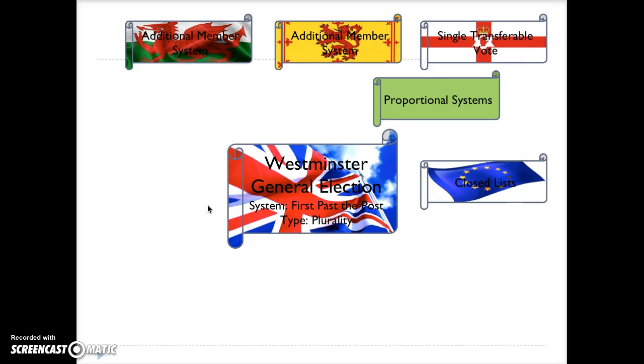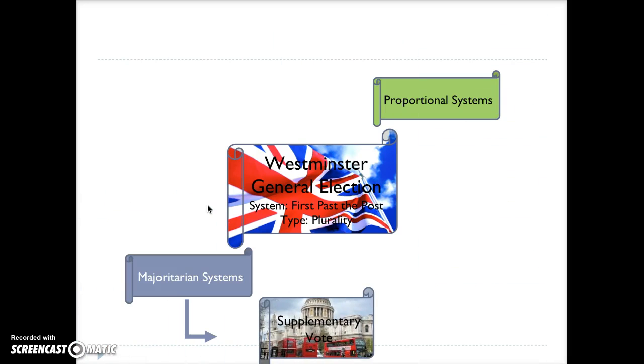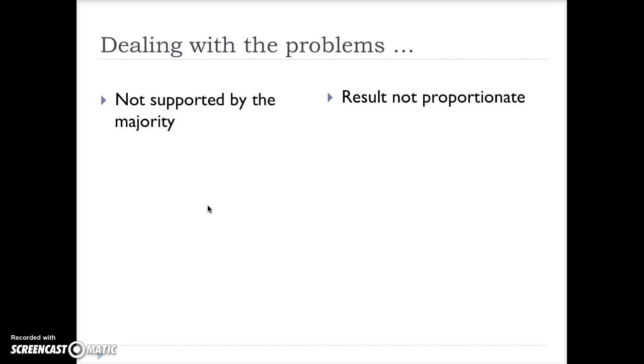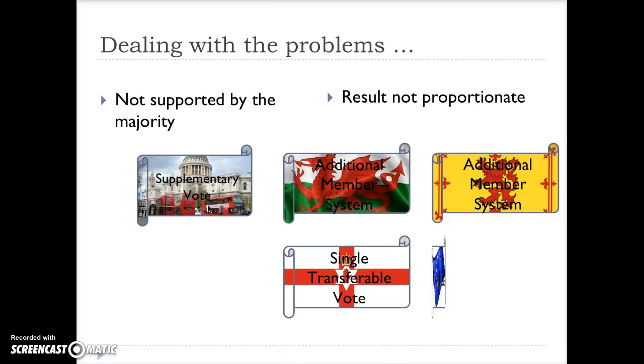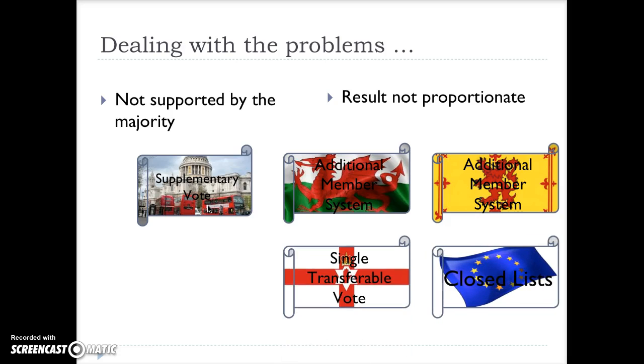The other way of looking at these things is to try to get a result that is supported by the majority. So we've got 2 specific problems here. One, the outcome is not supported by more people than oppose it, and two, the result is not proportionate. And as I said, we have got different mechanisms that we use to deal with that.